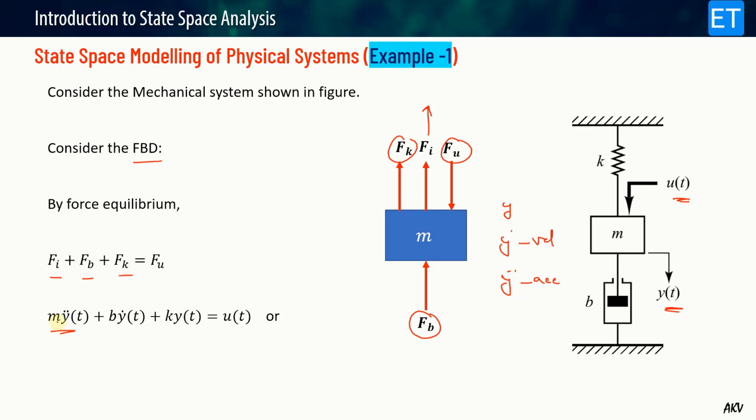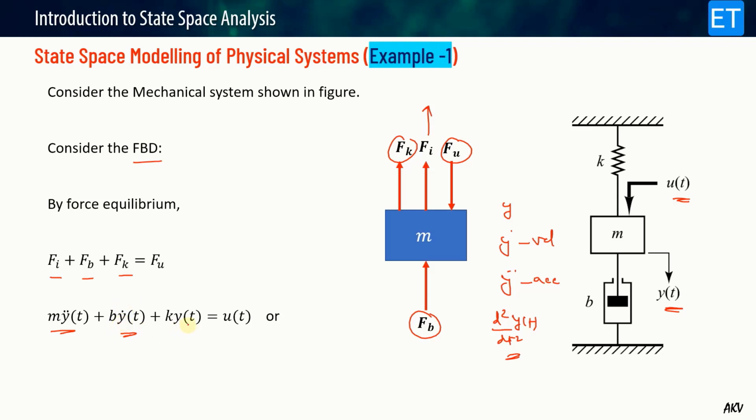So here you can see that my double dot means it is the second derivative. Okay, so it is d square upon dt square y(t). So that is the acceleration, and plus damper force actually is proportional to the velocity. So b into y dot t. Y dot means it is the first derivative of displacement. So that is the velocity.